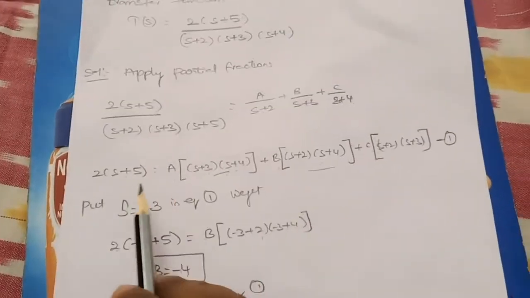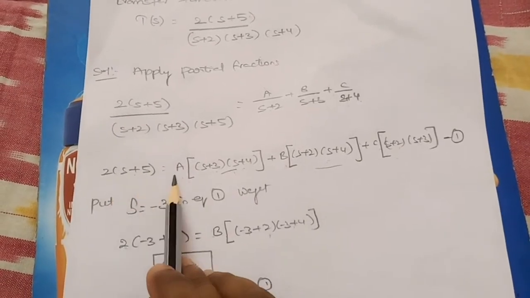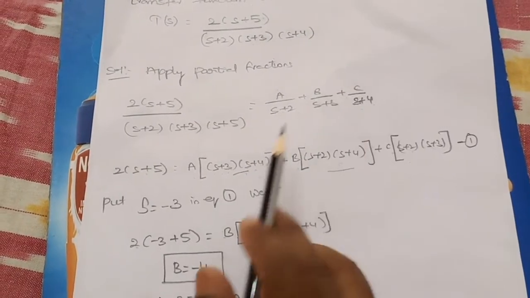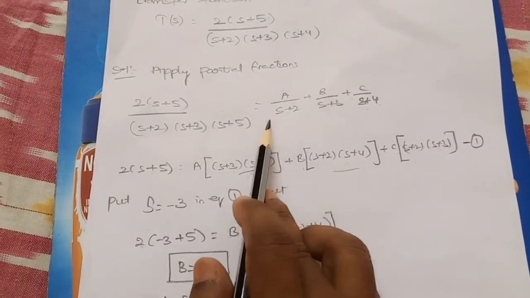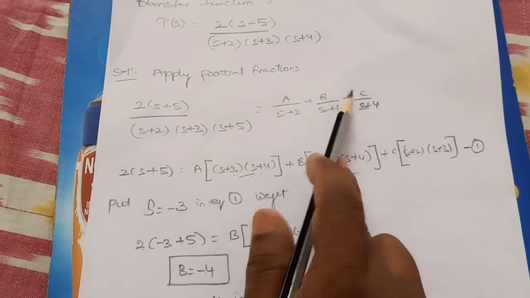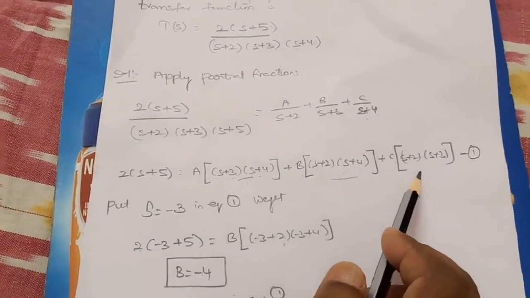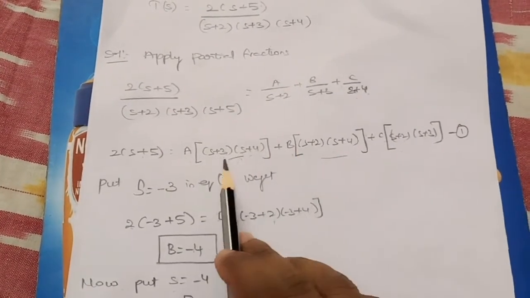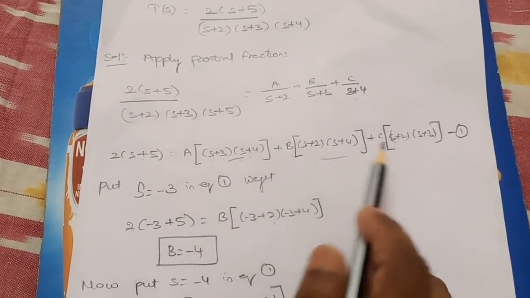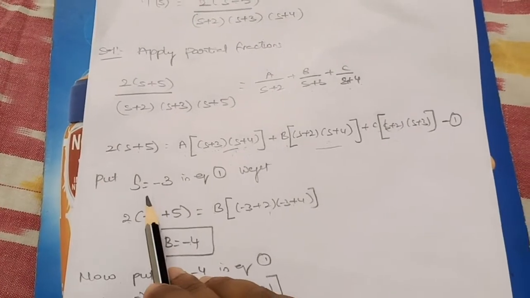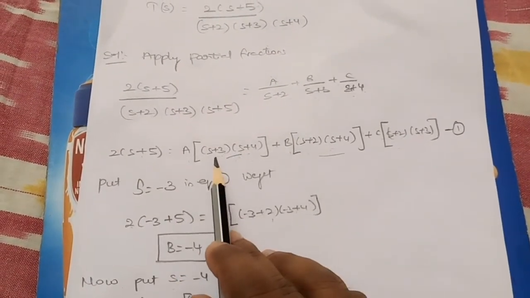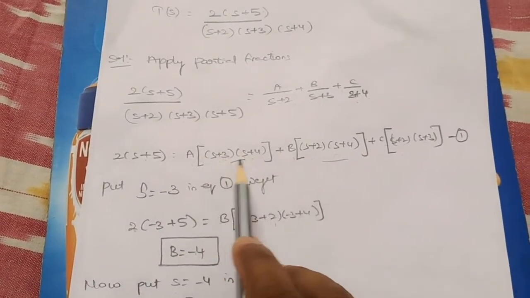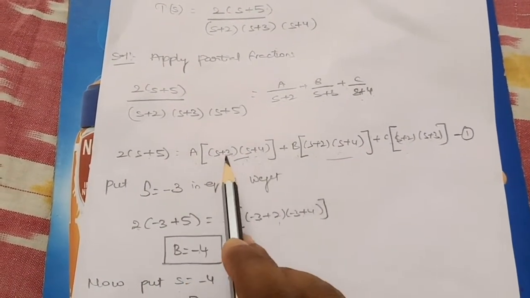So 2(s+5) = a(s+3)(s+4) + b(s+2)(s+4) + c(s+2)(s+3). Let us denote this as equation 1. From equation 1 we have to find the values of a, b and c. For that, let us first substitute s = -3. Wherever there is s, you substitute -3.